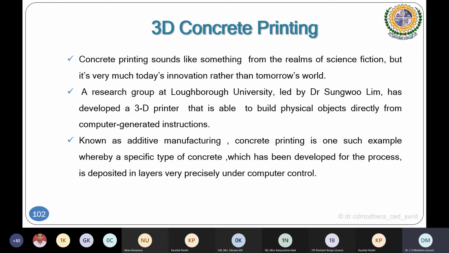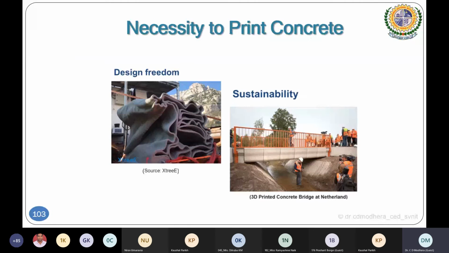Known as additive manufactured concrete, for example, whereby a specific type of concrete which has been developed for the process will be deposited in layers very precisely under computer control. So look at what is necessary to print concrete. One is design freedom. Here, what happens? We will have design freedom. You can mold any shape, and then sustainability. That is also important.